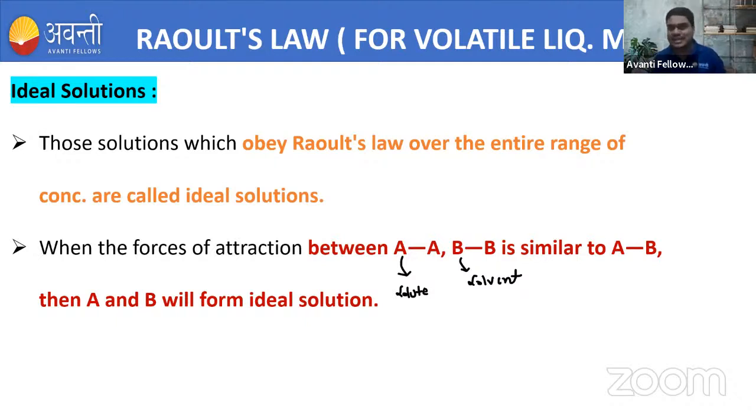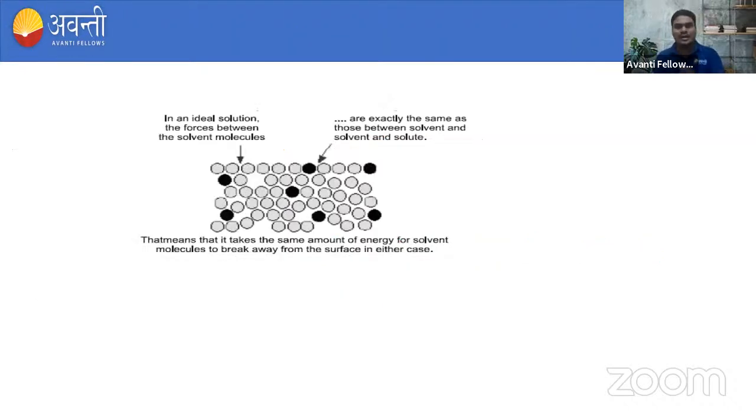Now do you know what an ideal solution is? Any kind of doubt you can ask me till you know the definition of an ideal solution. What is an ideal solution in terms of force of attraction? Yes. If the force of attraction between solute and solute, and solvent and solvent, is similar to that between solute and solvent, then it is said to be an ideal solution. Right. Now, let's see from this diagram as well.